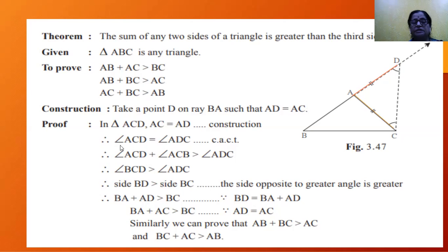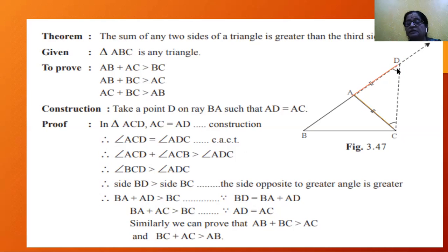So angle ACD is equal to angle ADC, because these two sides are equal. Again we are taking into consideration angle ACD plus angle ACB, which means the full angle, and angle ACD plus angle ACB is greater than angle ADC.